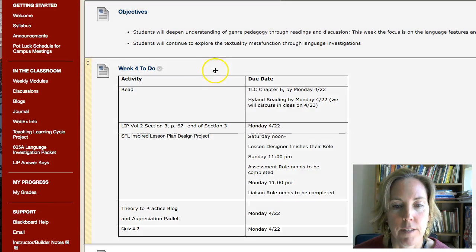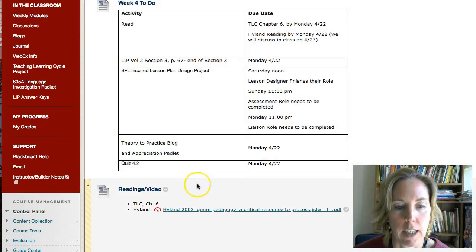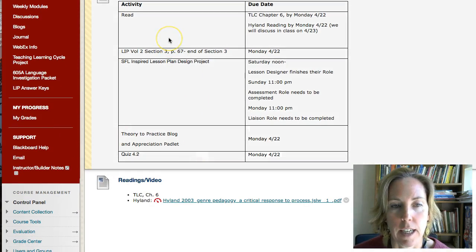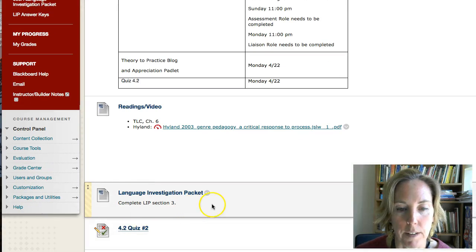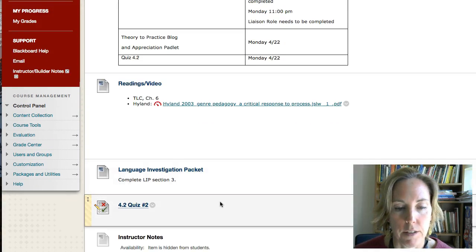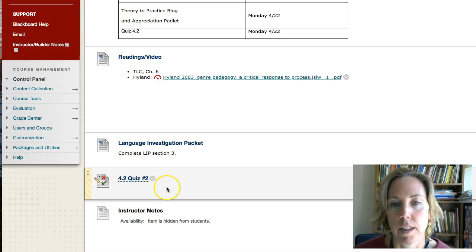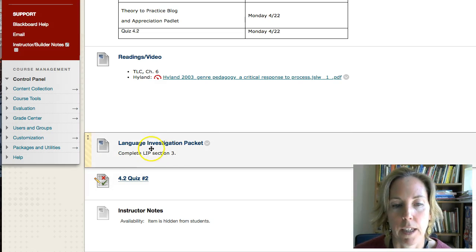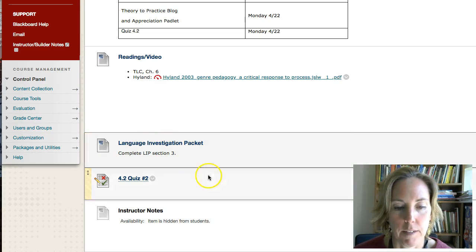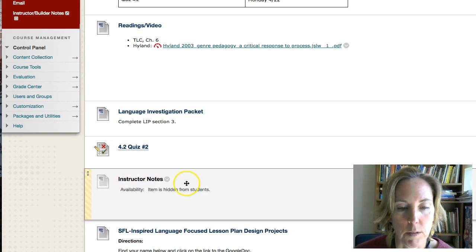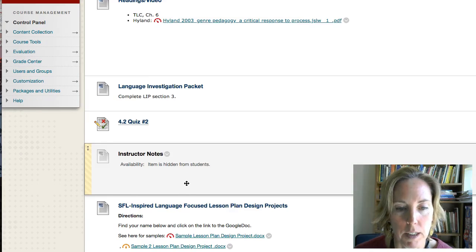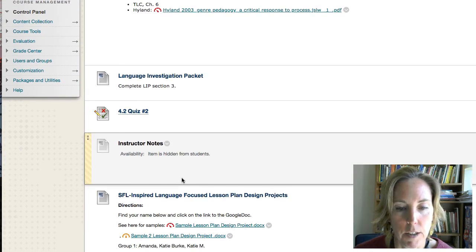So this is basically what a module looks like. There are the objectives, there's always a to-do, and there's a lot of redundancy built in. This tells them what to read here, but it also tells them down here. There's the part of the language investigation packet. There's a couple of quizzes throughout, which enable me to test whether they're working on the packet and what's working or not. I always have these notes. This one doesn't have much on there, but normally there are usually a lot of notes.